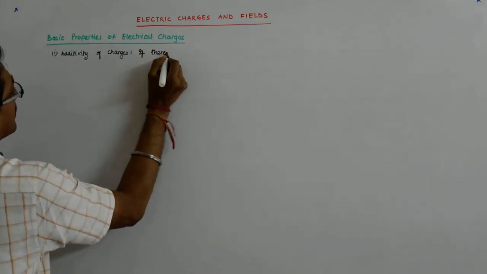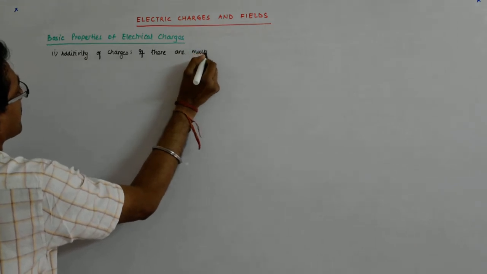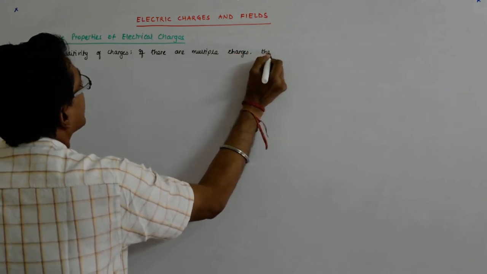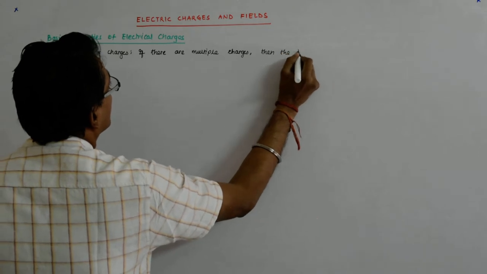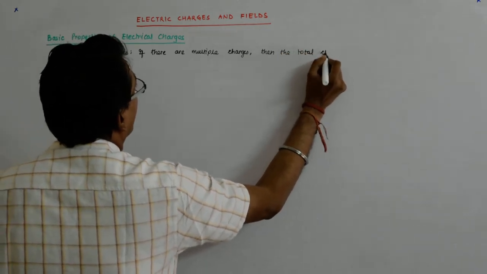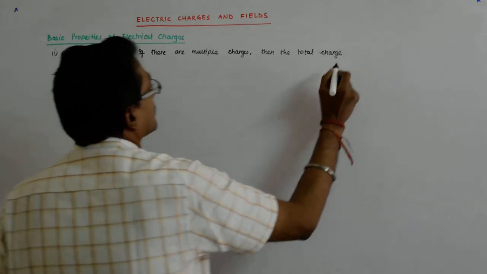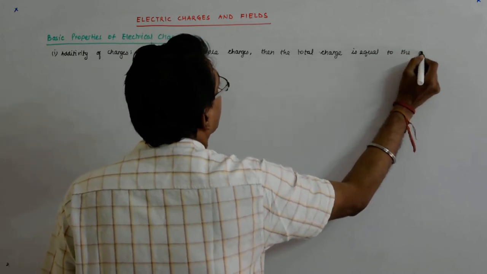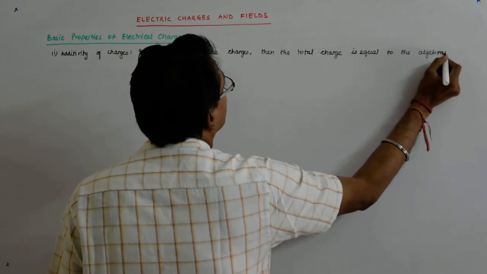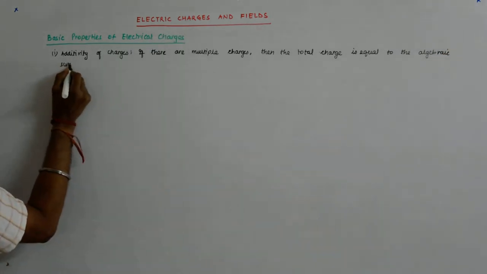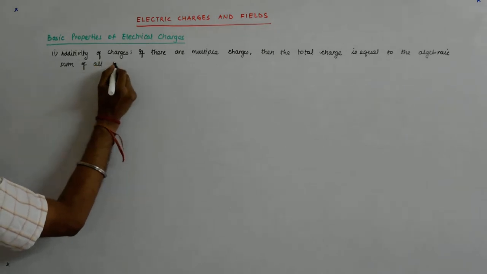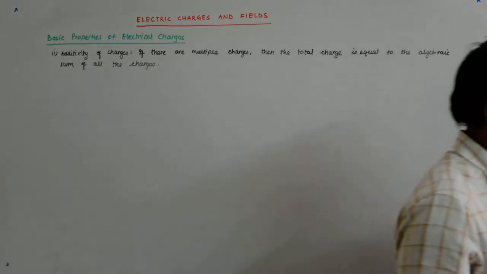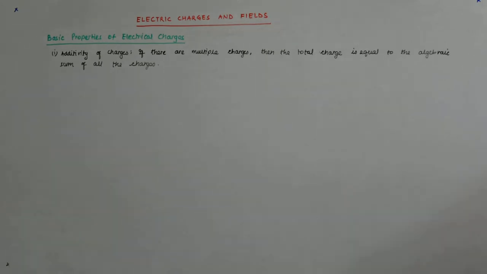If there are multiple charges, then the total charge is equal to the algebraic sum of all the charges. That means if there is a positive and a negative, you have to keep that into account and sum them.